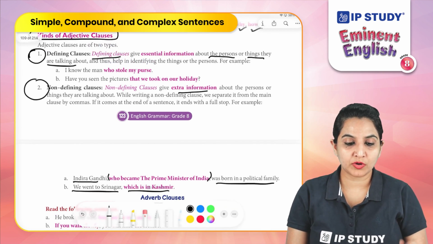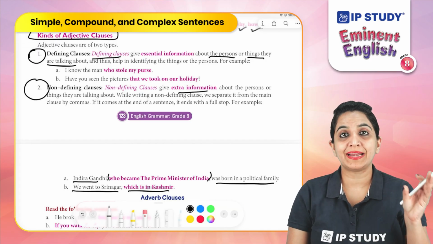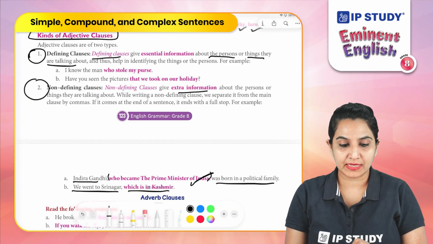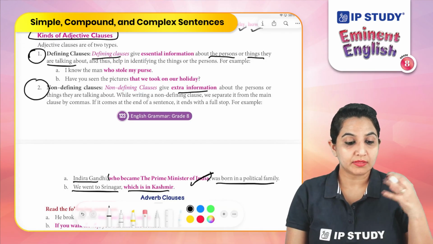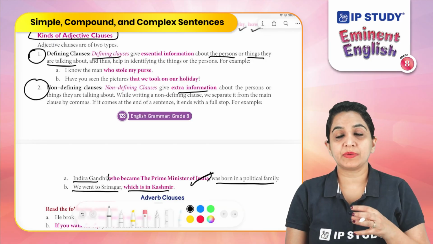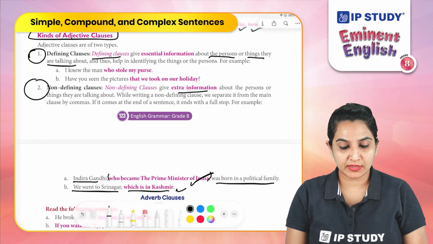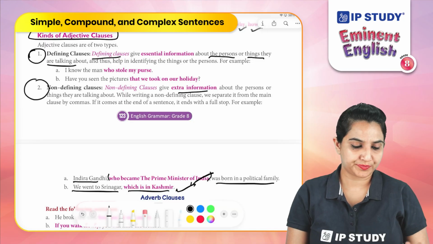So, a defining clause, that means which helps us to identify the person. This one is the defining clause. The second one, a non-defining clause, that means which gives extra information. This one is a non-defining clause.